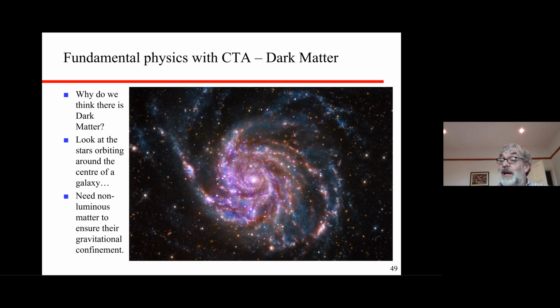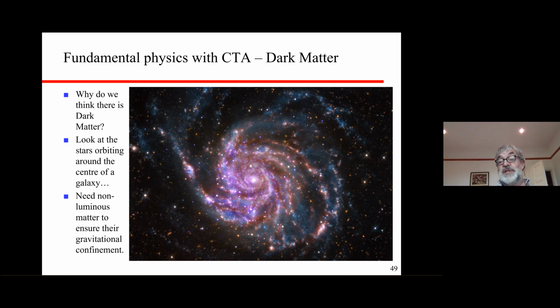It should fly off into space. And it's not a small effect. We're short of something like 5 times the amount of mass. Okay, so there must be something there that's producing the gravitational force necessary to hold stars in their orbits. Because we can't see that matter, it's being called dark matter. Right, so that's one piece of indirect evidence for dark matter.